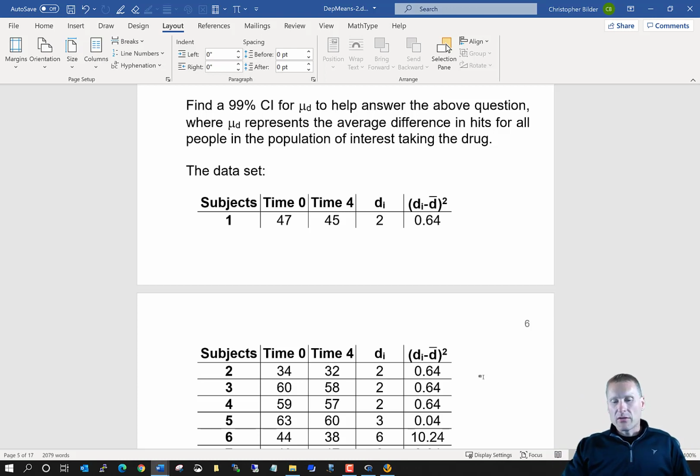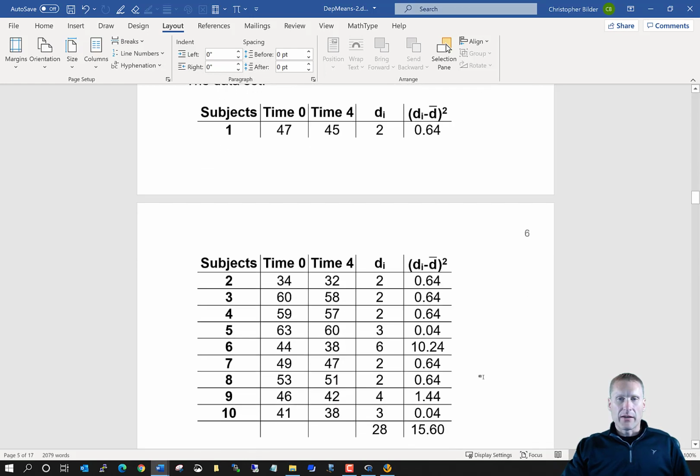So here's what the data looks like. This isn't the actual data. I'm not allowed to share that. So subject number 1, let's say at time 0 they got 47 right. And at time 4 they got 45 right. Do note that the number of zeros appears exactly the same for time 0 and time 4. So the difference then is 2. So they went down a little bit in terms of getting those zeros.